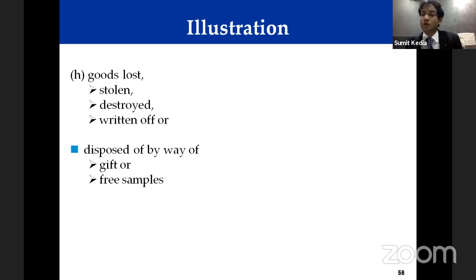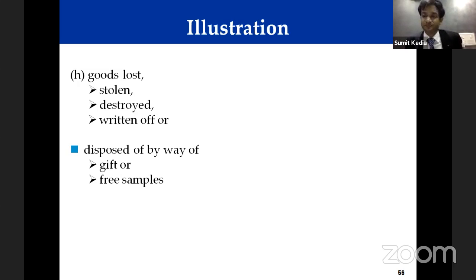Now, let's say during COVID-19, some of the products might get expired. In the FMCG industry, because of low sales and closure of shops, a lot of products might get expired. A lot of products might be destroyed. In that case, ITC has to be reversed. No doubt, ITC has to be reversed.